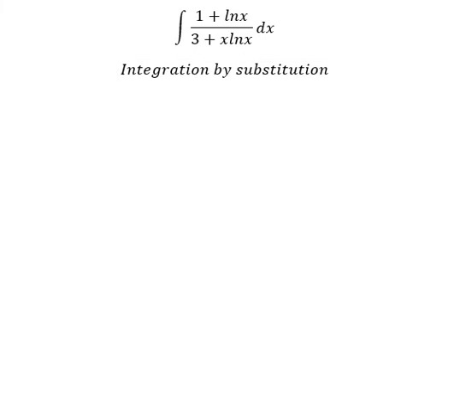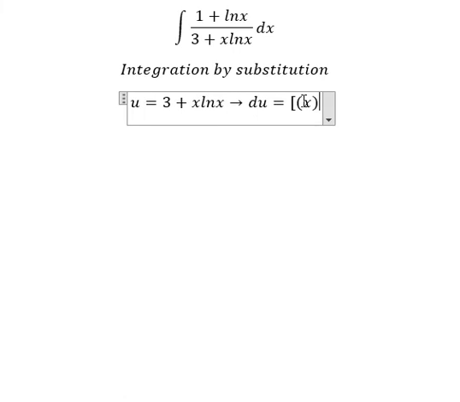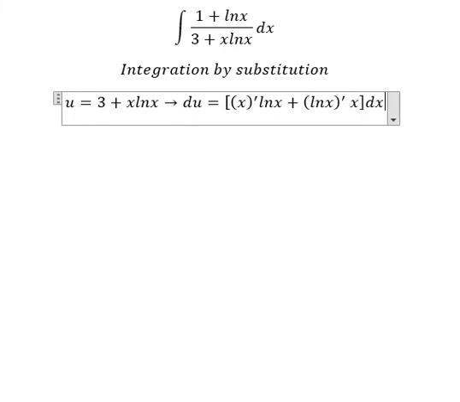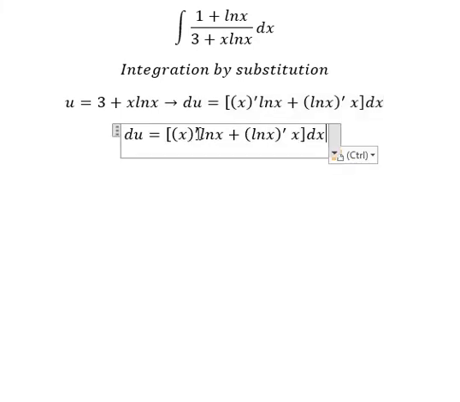So I will put u equals 3 plus x ln x. So if we do the first derivative for both sides, we need to do the first derivative of this one. So we do the first derivative of x multiplied by ln x. We do the first derivative of ln x multiplied by x. So this one we have number 1. This one we have 1 over x.